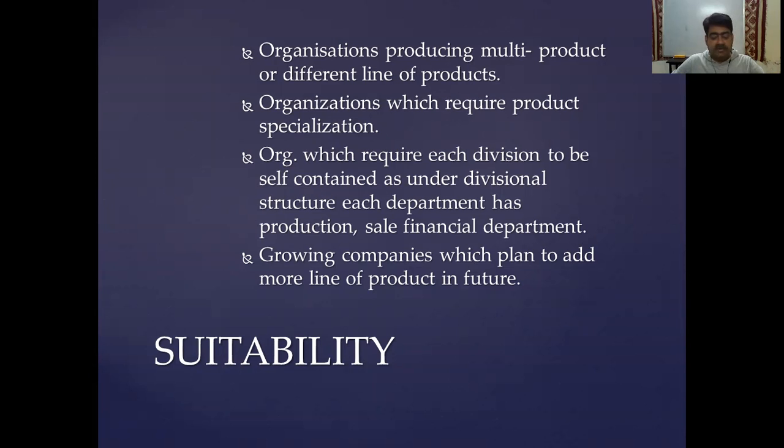Suppose the first point of difference is basis of formation. In functional structure, the structure is formed on the basis of function, whereas divisional structure is formed on the basis of product. Next is accountability and responsibility. In functional structure, it is difficult to make accountable as departments are interdependent, whereas in divisional structure, it is easy to fix the accountability as departments work independently.